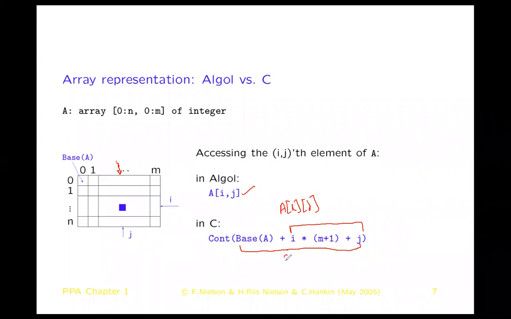So this gives the address, and CONT means the content of the corresponding memory location. It gets mapped to something like this. So when you just look at the C program, an array access doesn't look like it involves any computations. It just looks like a memory access operation.